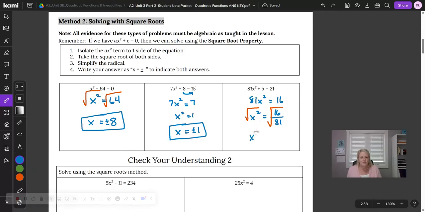The square root of x squared is x. And then the square root of 16 is 4, and the square root of 81 is 9. And then because it's a square root, we need to add that plus or minus. So my solutions would be plus or minus 4/9.